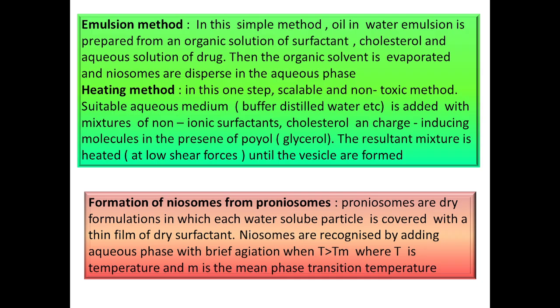Formation of niosomes from proniosomes. Proniosomes are dry formulations in which each water soluble particle is covered with a thin film of dry surfactant. So each water soluble particle of drug which is surrounded by a thin film of dry surfactant, that is proniosomes. These are dry formulations. And niosomes are reconstituted by adding aqueous phase with brief agitation when T is greater than Tm, where T is the temperature and Tm is the mean phase transition temperature.